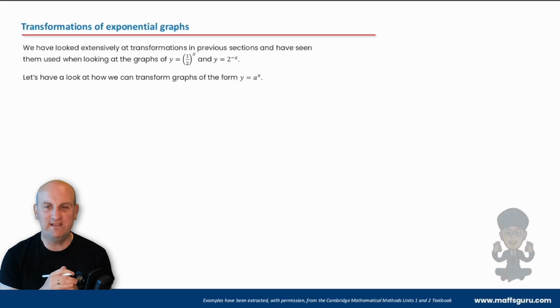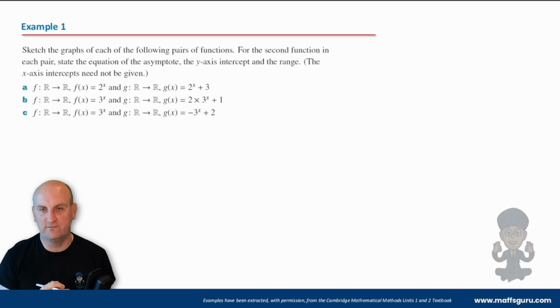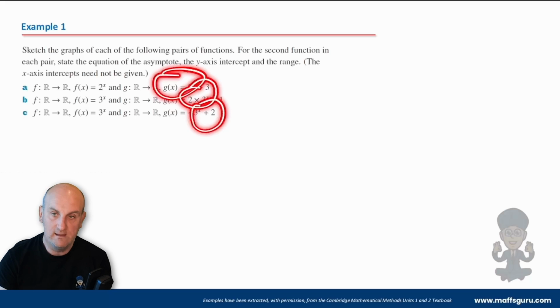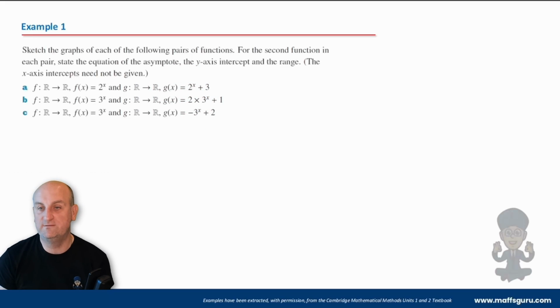Right, transformations of exponential graphs. And obviously, this whole course is about transformations. We've looked extensively at transformations in previous sections and have looked at the idea of y equals x to the power of a half, a half to the power of x is the same as 2 to the minus x. Let's see how we can transform these graphs. Sketch the graphs of each of the following pairs of functions. For the second function in each pair, state the equation of the asymptote, the y-axis intercept, and the range. The x-axis intercepts need not be given. All right, so again, you could find them using calculator methods, but we're not going to.